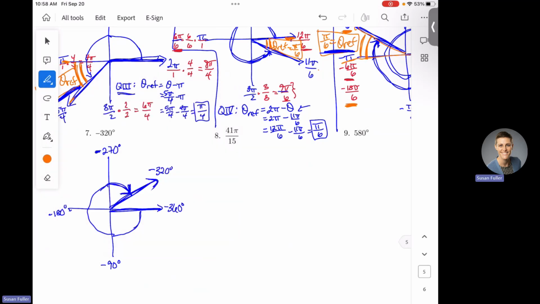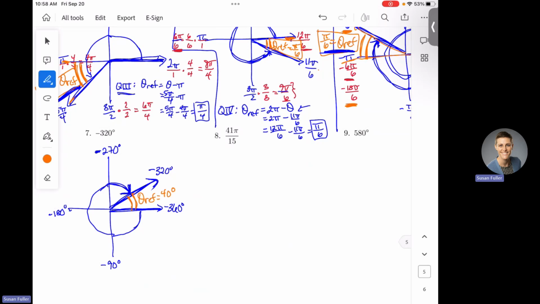So where's my reference angle? It's the space between my terminal side and my x-axis. Sorry. Try it again. It's right here. And that's my reference angle. How big is it? This is going to be the space between negative 320 and negative 360 degrees. The amount of space between there is, yep, it's 40 degrees.